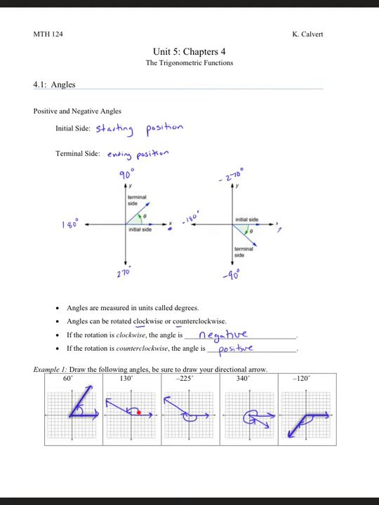You can see here, since it's positive, we know it's going counterclockwise, 130. Next one is negative, it's going clockwise to negative 225. And the last one is a positive, so it goes counterclockwise. And again, we just have to make sure this terminal side is lying in the appropriate quadrant according to the angle measures that we talked about earlier.